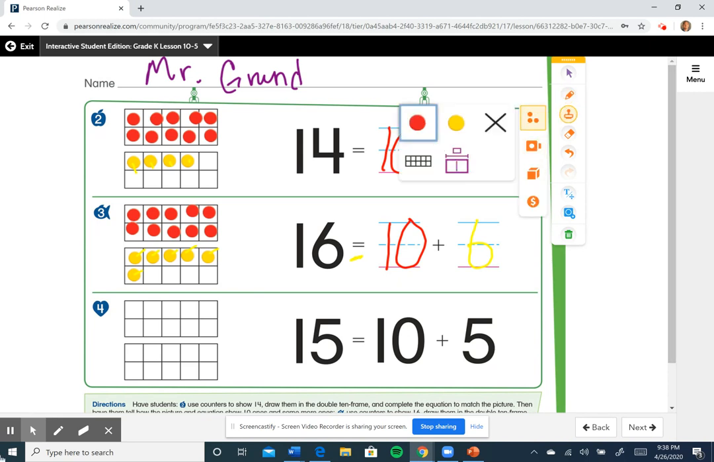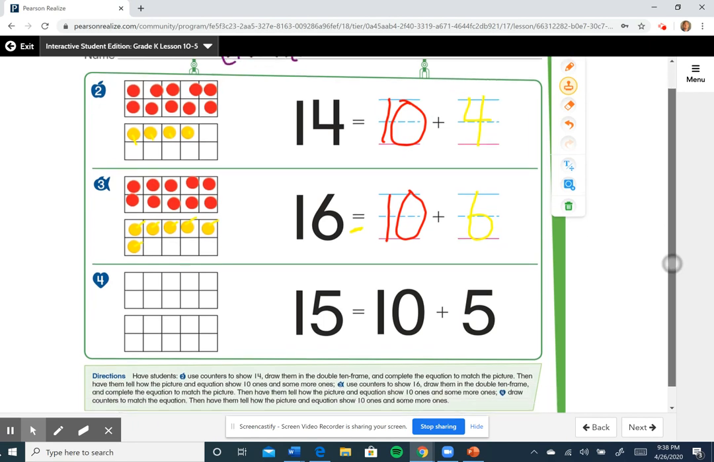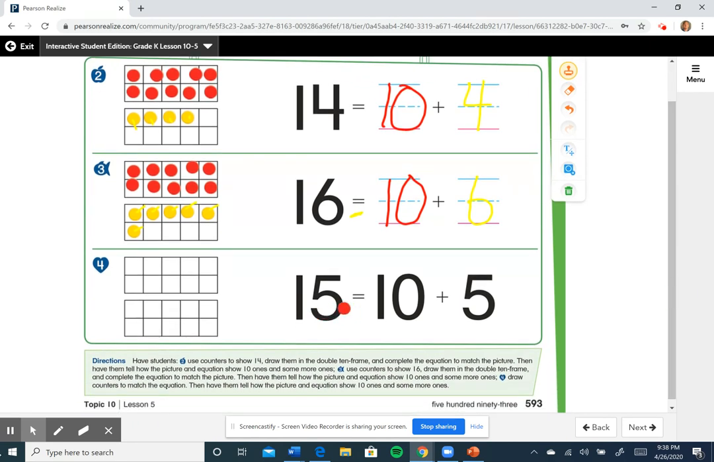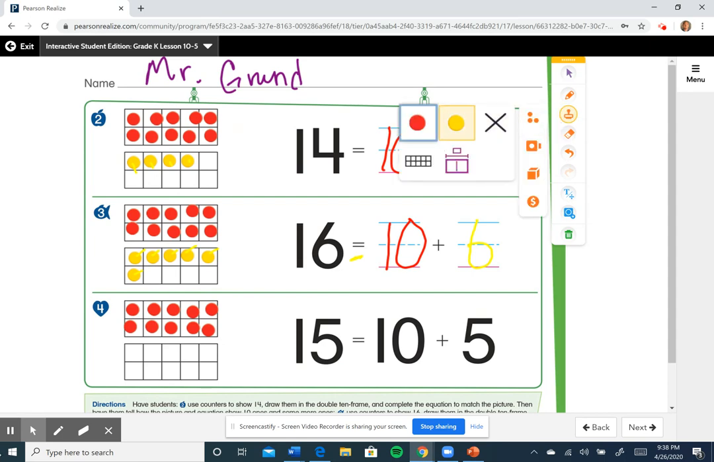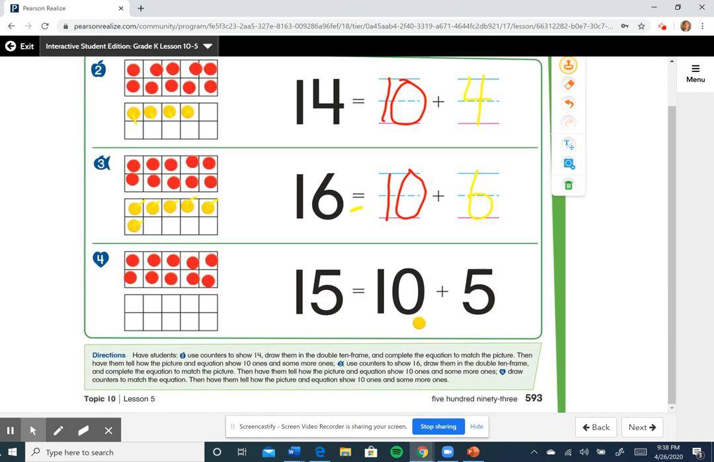Now, on number 4, we just have to make the 10 frames for 15 equals 10 plus 5. So my first 10 frame, I'm going to put 10 in. 1, 2, 3, 4, 5, 6, 7, 8, 9, 10. In my second 10 frame, I'm going to put how many in there? 5, because that's the number we have to use. So 1, 2, 3, 4, 5. 15 equals 10 plus 5.